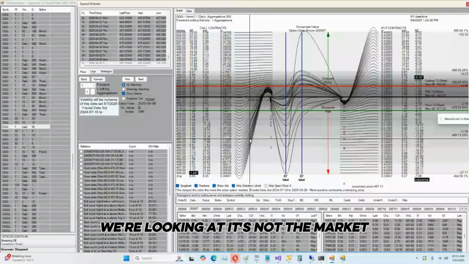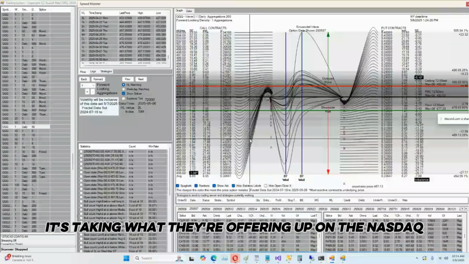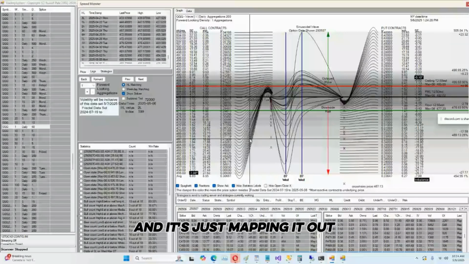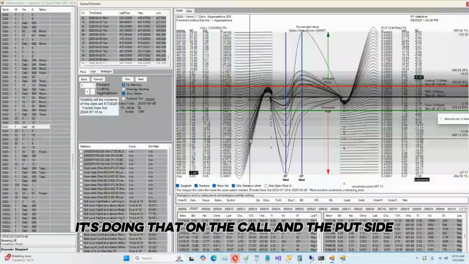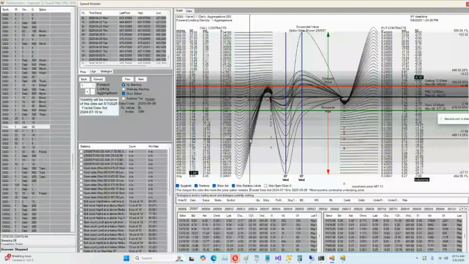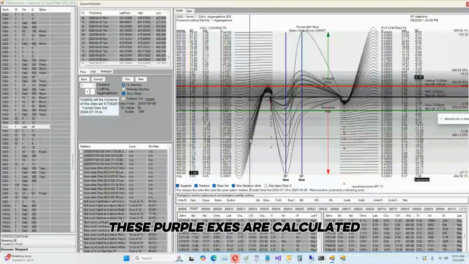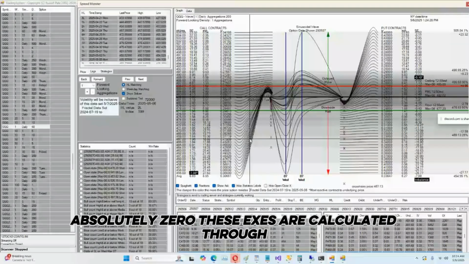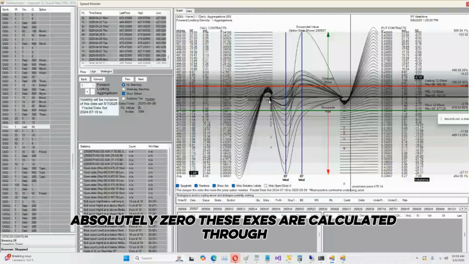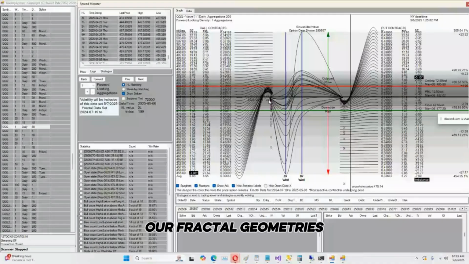It's not the market. And what it's doing is taking what they're offering up on bid and ask, and just mapping it out. It's doing that on the call and the put side. So it has nothing to do with how these X's, these purple X's, are calculated. Absolutely zero. These X's are calculated through our fractal geometries.